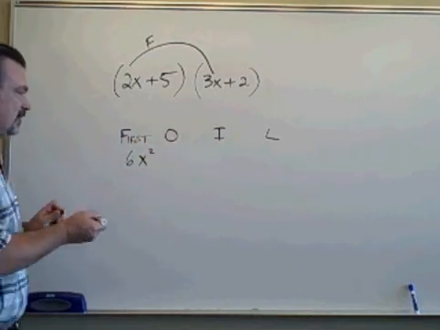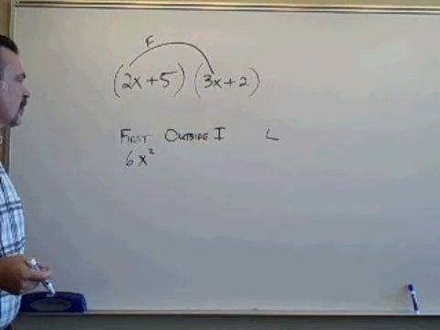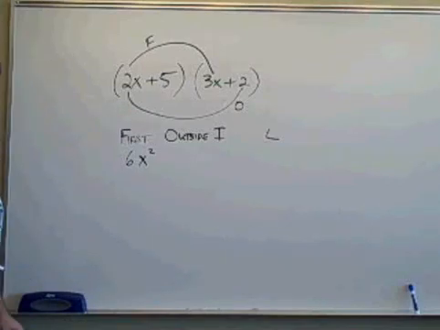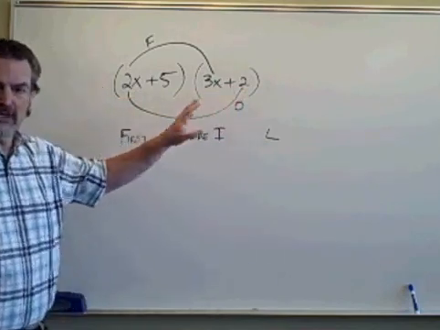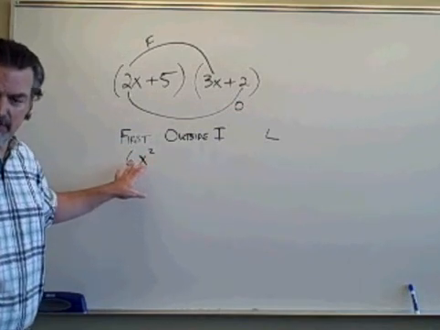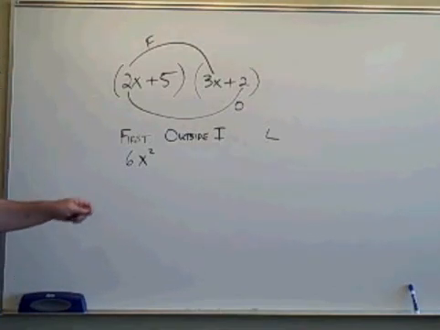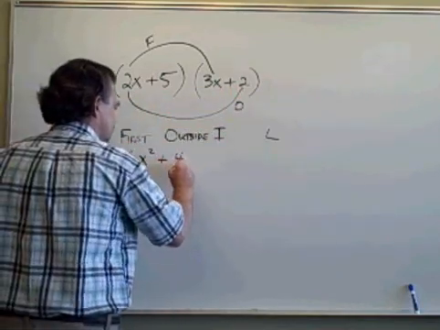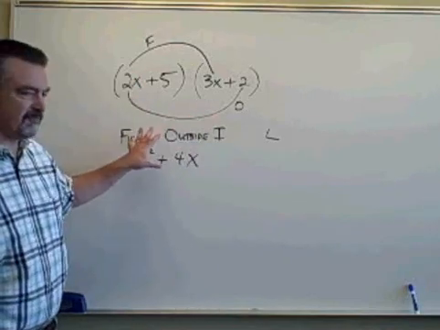The letter O of FOIL stands for outside, or sometimes you'll see outer, either one. What that says is take the product of these two outside terms of the binomials. So I'm going to take 2x times plus 2. I think of it as plus 2 because I have to have a sign to join this next term to the previous terms. You always have to have signs to join terms together in a polynomial. So 2x times plus 2 gives me plus 4x. So the O of FOIL, the outside product here, would give me plus 4x.